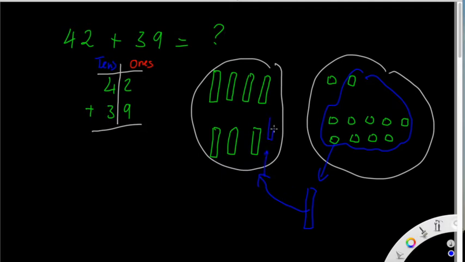So this ten is canceled because we already moved it here. This one is canceled too because we already exchanged. How many ones do we have left? We have one left. How many tens do we have? Let's count. 1 ten, 2, 3, 4, 5, 6, 7, and 8 tens. So now we know that 42 plus 39 equals 81.